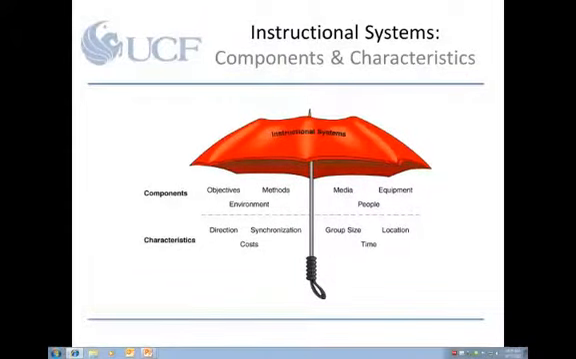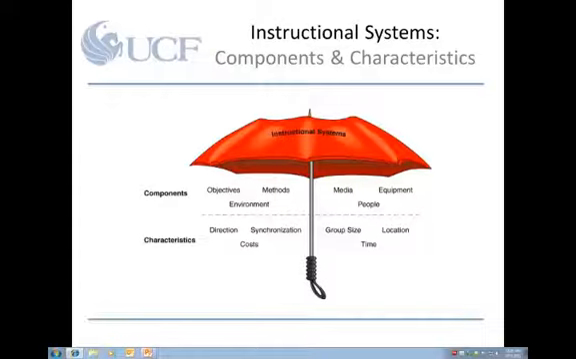If we look at the different components of an instructional system, we see that there are clear learning objectives. There is the learning environment. There are the methods that are involved. There are the media. There is various equipment that is involved, and then there are obviously the learners and the instructor and other people involved in the learning process.